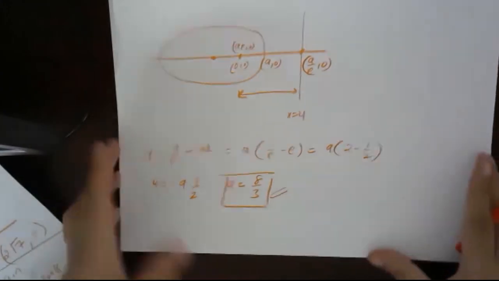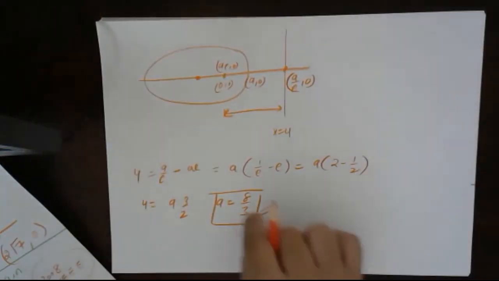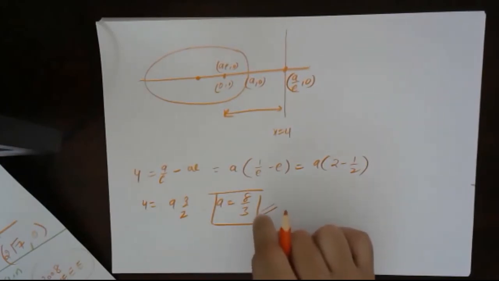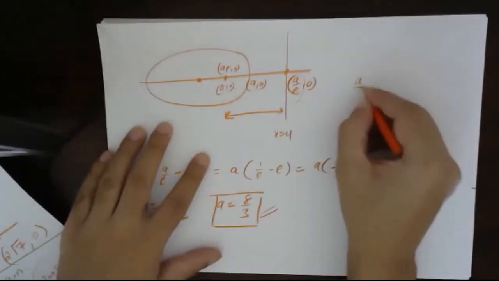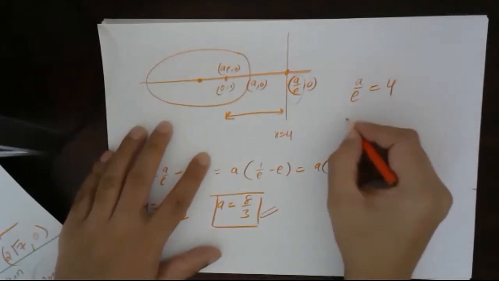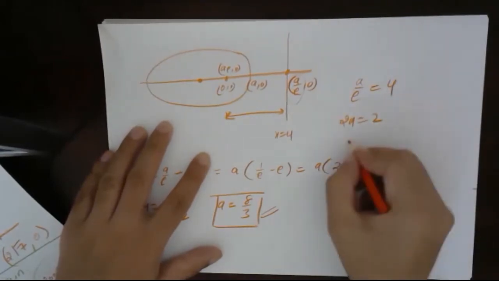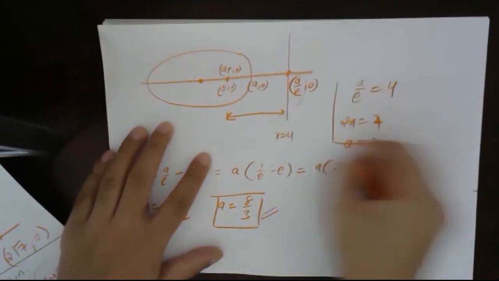Semi-major axis will be nothing but 8 by 3. One thing, why they have given it in this form: I think what you must have done is that A by E is equal to 4 and E is 1 by 2. So 2A is equal to 4. So A is equal to 2, right?